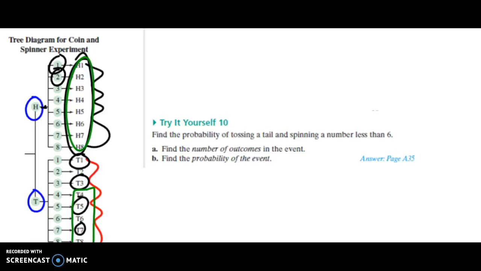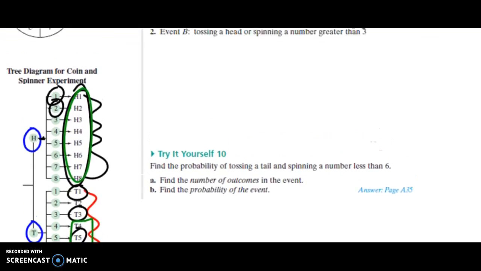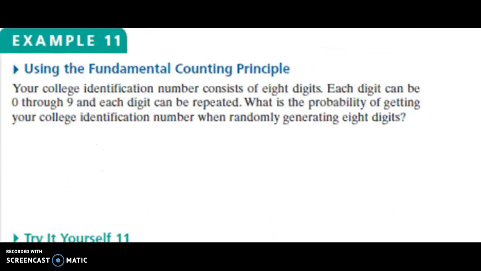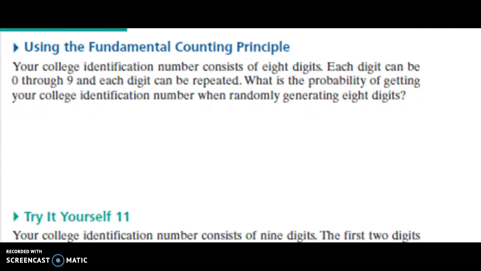So that's a total of 8 plus another 1, 2, 3, 4, 5. So 8 plus 5 would be 13 out of 16. And so I say, okay, 13 divided by 16 is 0.8125, a more likely scenario. So we've used our tree diagram that we created to find our probabilities. There's an example that you can try as well. The last example we have for today.